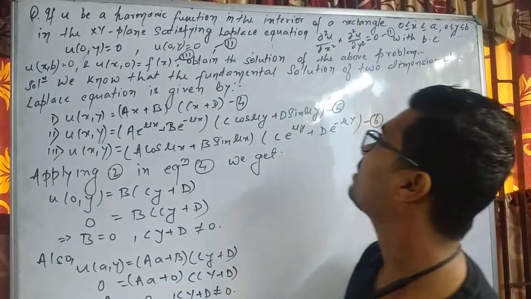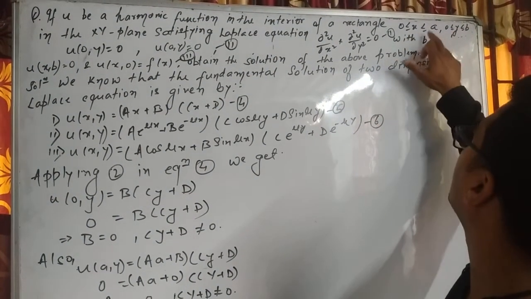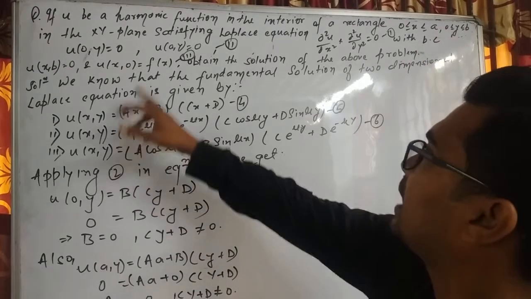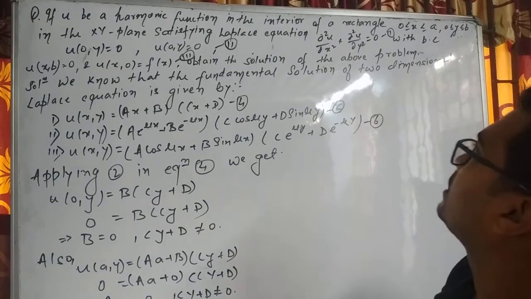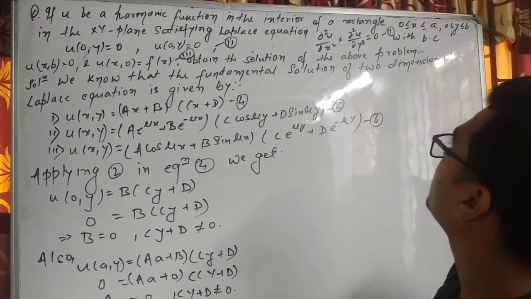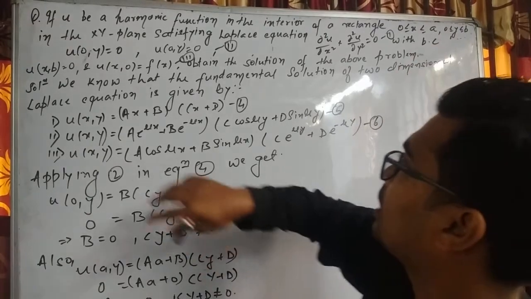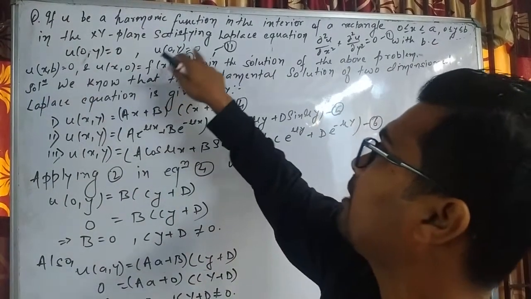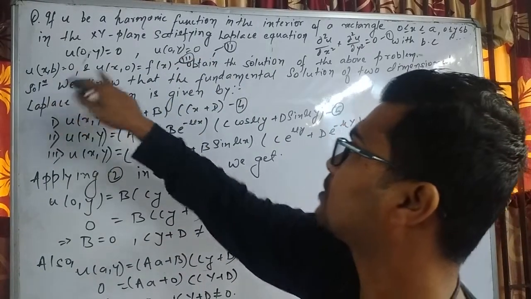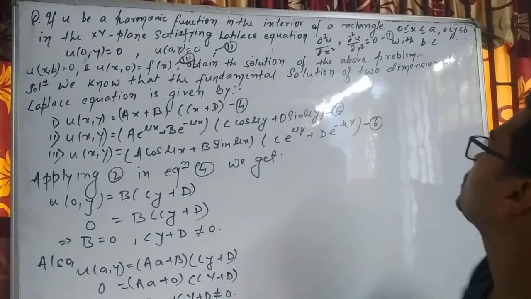If u is a harmonic function in the interior of a rectangle, x from 0 to a and y from 0 to b in the xy plane, satisfying the Laplace equation, del squared u by del x squared plus del squared u by del y squared is equal to 0, with boundary conditions. There are 4 boundary conditions: u(0,y) is equal to 0, u(a,y) is equal to 0, u(x,b) is equal to 0, and u(x,0) is equal to f(x). Obtain the solution of the above problem.